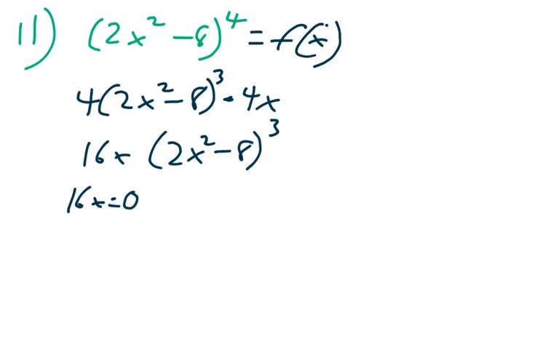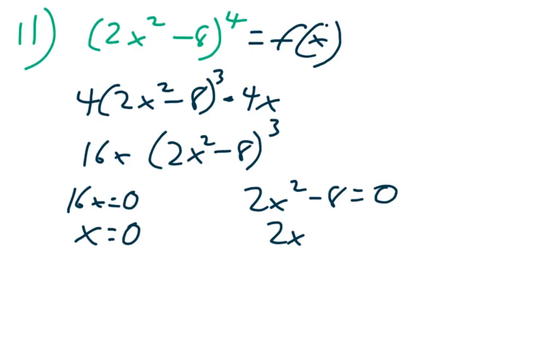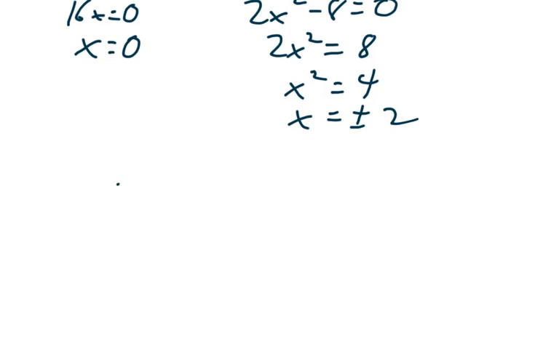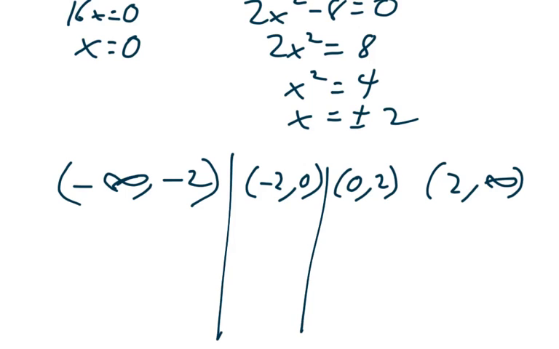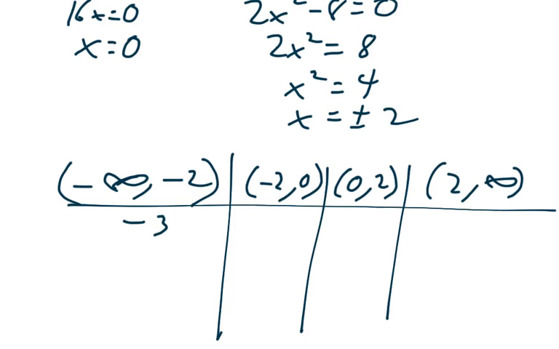So we set each one of the factors equal to 0. That's 8. Divide by 2. Don't forget the plus or minus. So we go from -infinity to -2, from -2 to 0, from 0 to 2, and from 2 to infinity. Pick numbers in between our intervals.